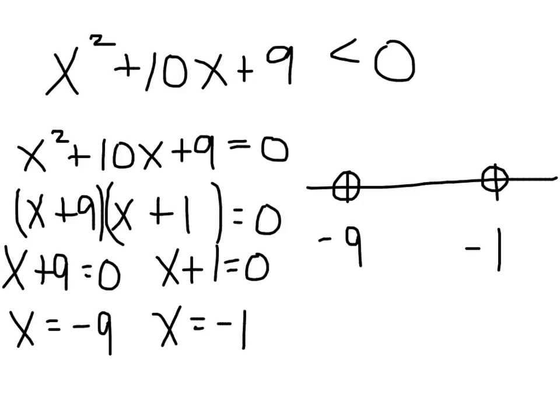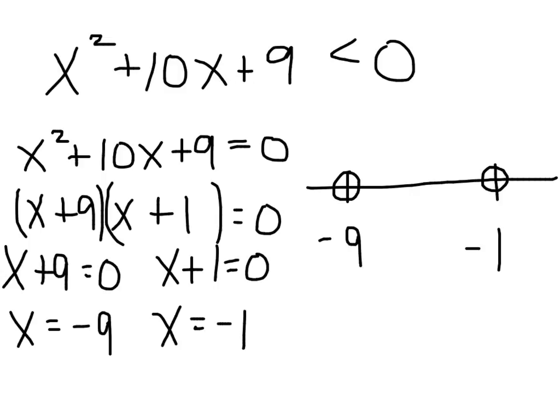So what was the closed circle? If this would have been underlined, like if it would have said x squared plus 10x plus 9 is less than or equal to. Okay? So if that would have been underlined there, I would have had both closed circles. Now, what you have to determine is where do I shade the line? Do I shade the line to the left of negative 9? Do I shade it in between negative 9 and negative 1? Or to the right of negative 1?